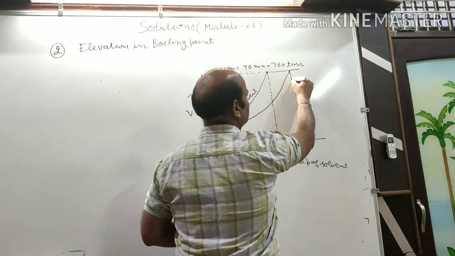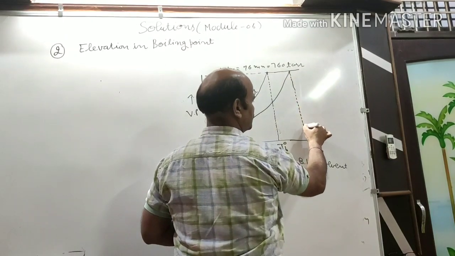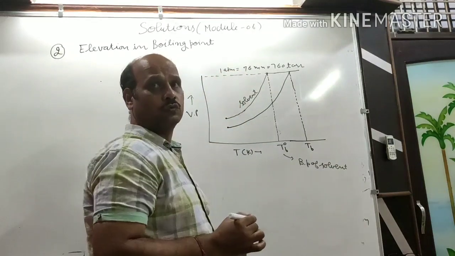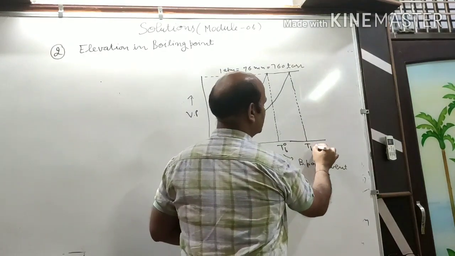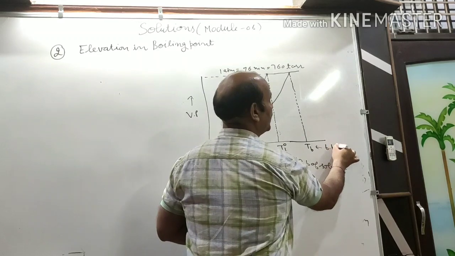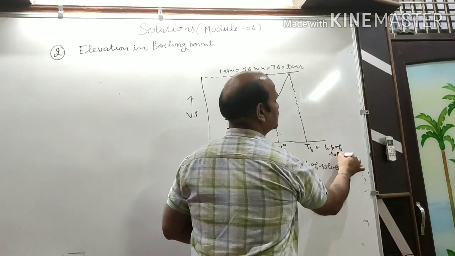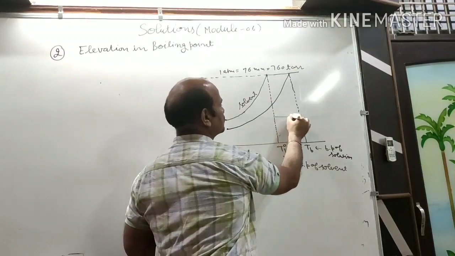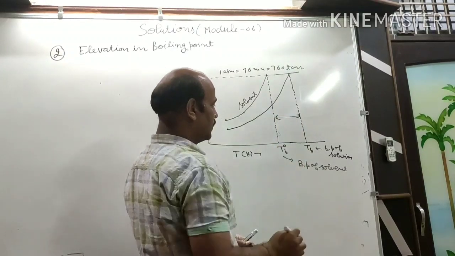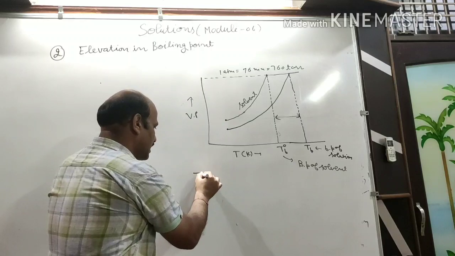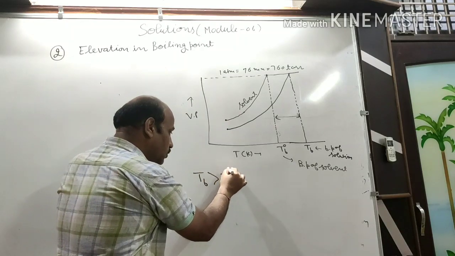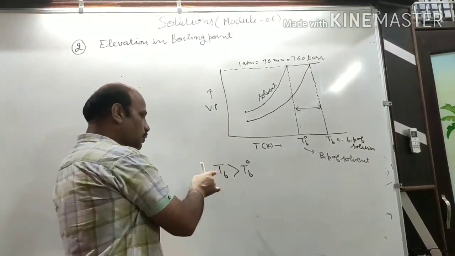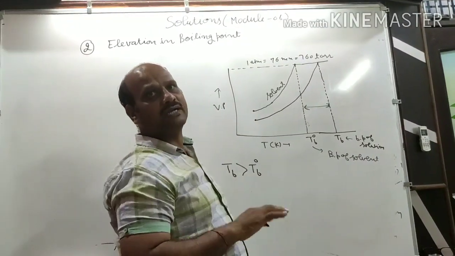And here, this is the boiling point of solution. This is boiling point of solution. Students, this is boiling point of solution. And this difference, which has more boiling point, TB is more than T naught B. Why is it? Due to addition of non-volatile solute.